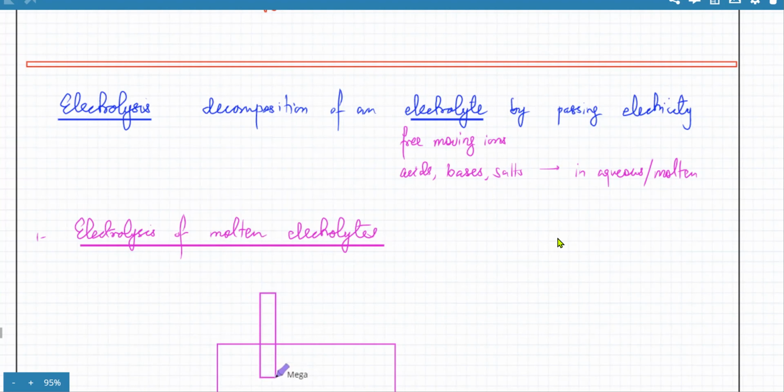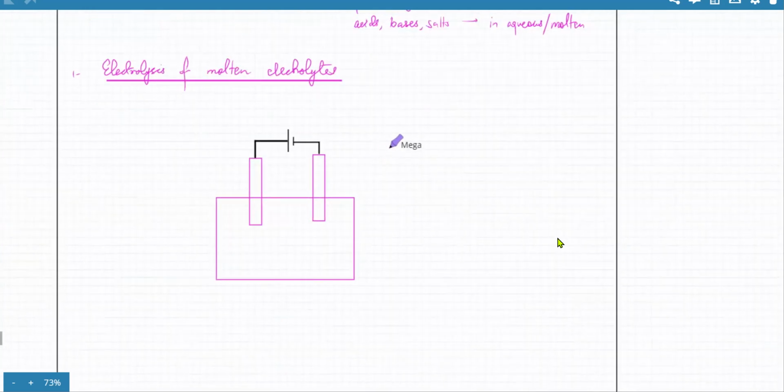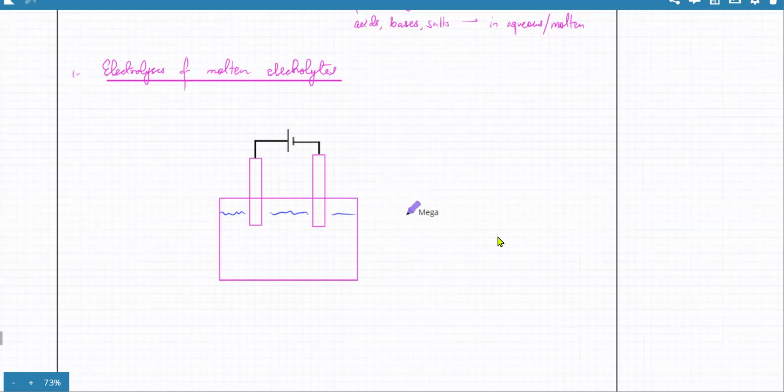there's going to be a cathode and an anode, right? And the two would be connected together through a battery. So they would be joined up with each other through a battery. And the solution is going to be a molten electrolyte. So let's say you've got magnesium oxide in molten state.